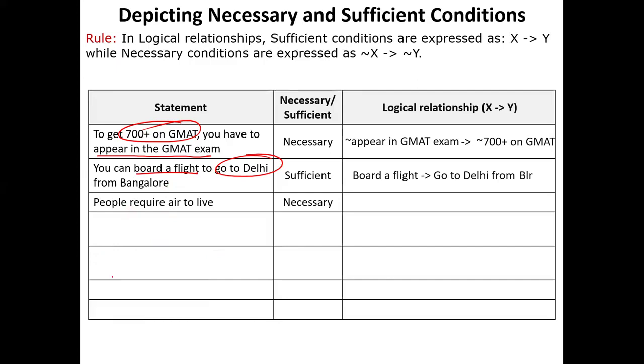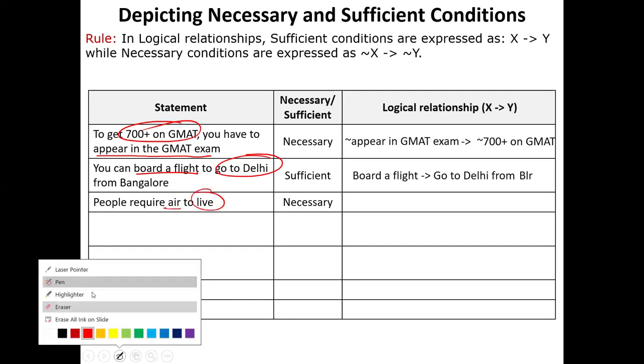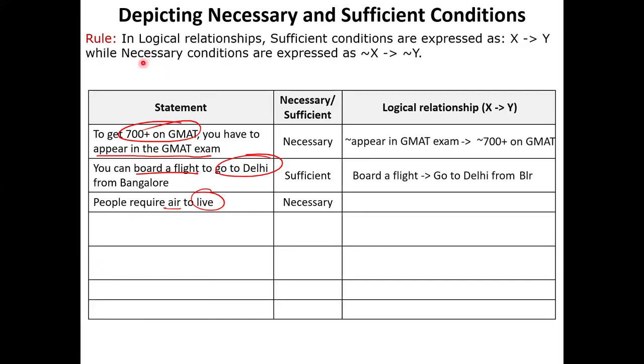People require air to live. So now, first of all, can you tell me what's the cause here? Air. And what's the effect? Live. And we identified this as a necessary condition. And as we've just discussed, necessary conditions are expressed in this form. So now can you quickly transform this into a logical relationship? Very nice. If a person does not have access to air, then that person cannot live. Clear?